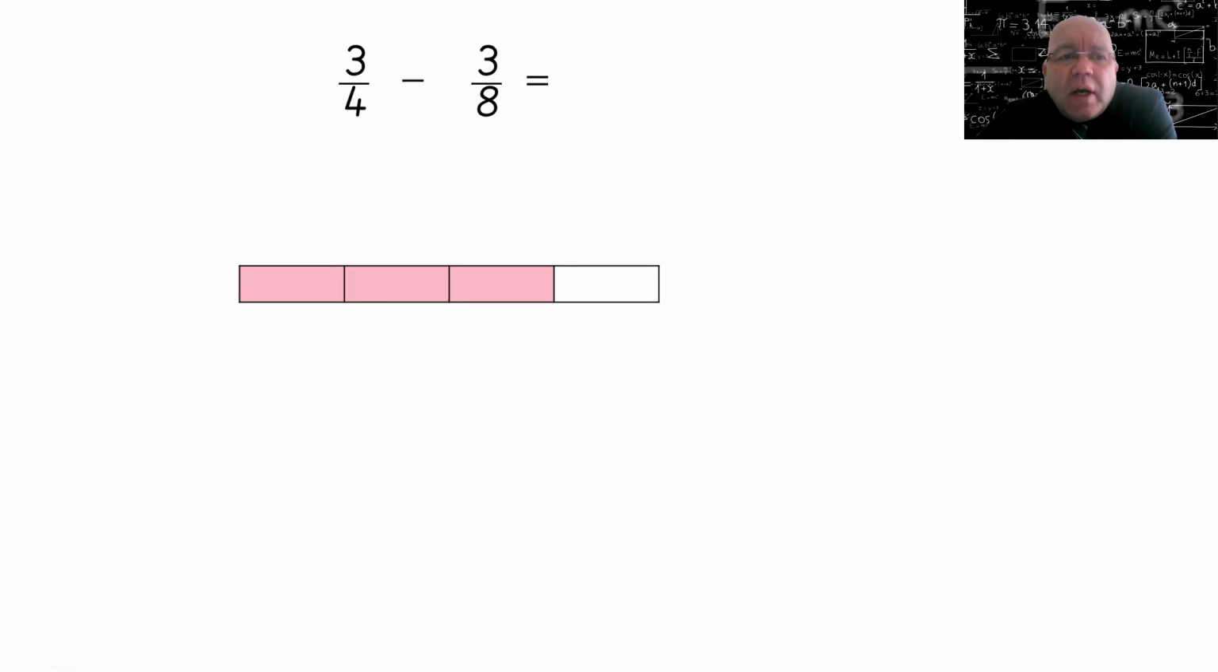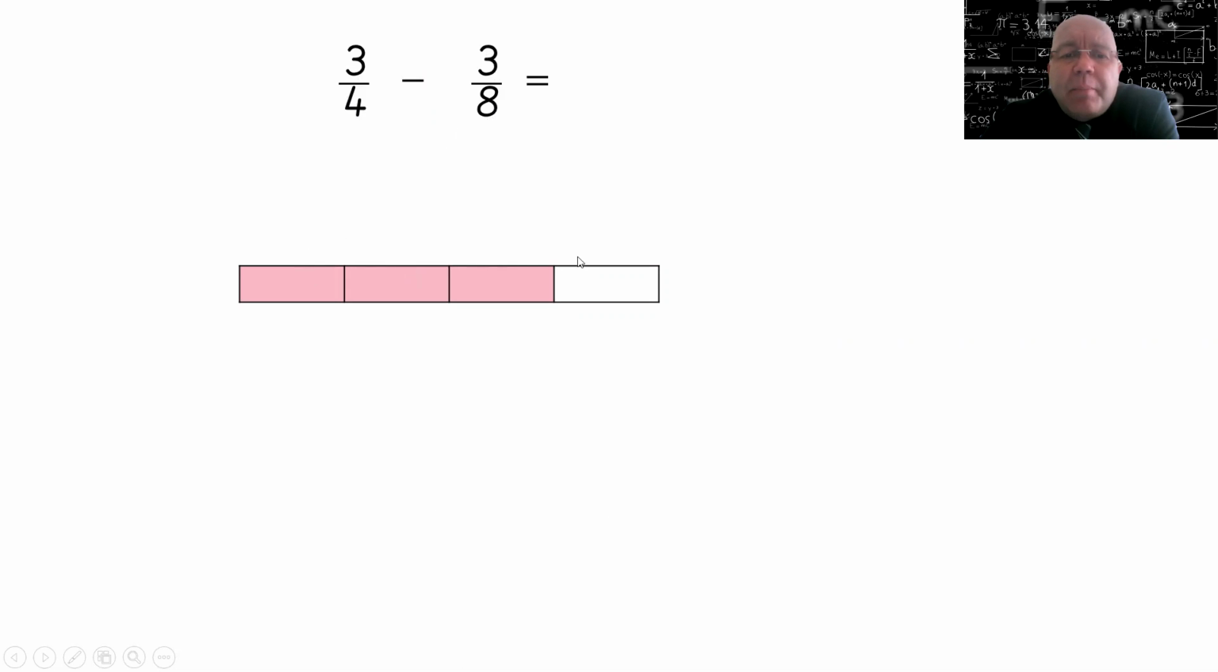Right, so here we have a fraction subtraction. 3/4 take away 3/8. Thinking back a few weeks, because the numerators are the same, we know that the smaller denominator means it's a bigger fraction. So 3/4 is bigger than 3/8.